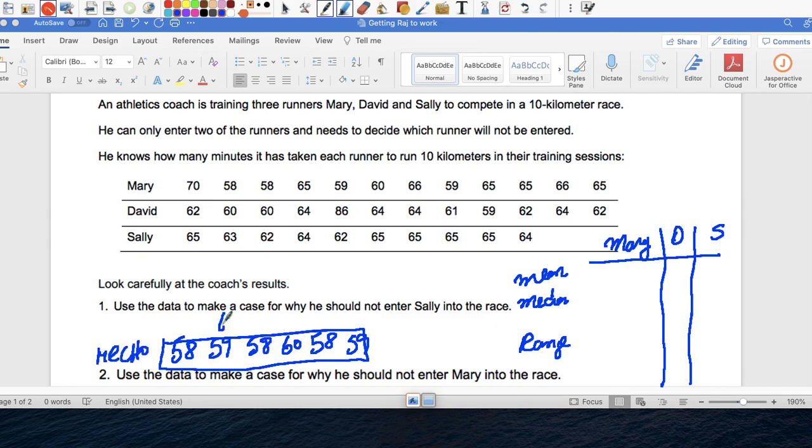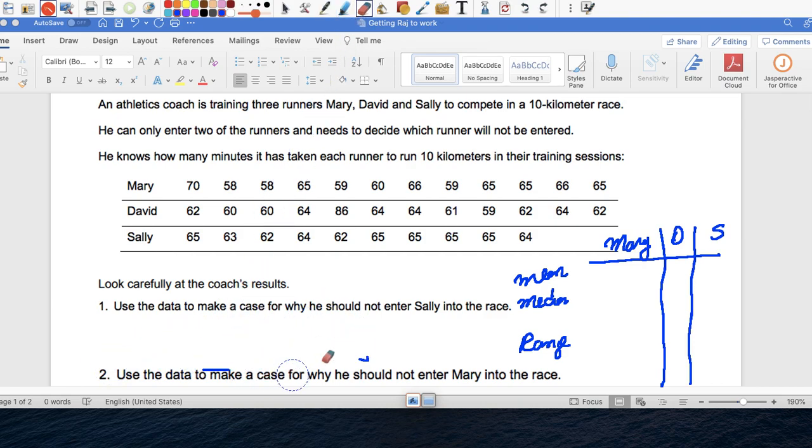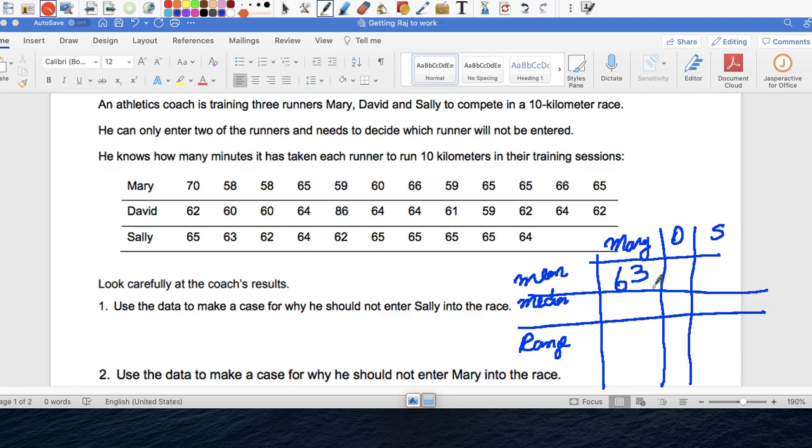what's my highest? 60. What's my lowest? 58. So look at my range. My range is 2. So my data is very close together, right? All the numbers are bunched up together. So I am more consistent. So the higher a range, the more inconsistent you are in the context of this particular setting. So if you add up Mary, her mean is 63, so her average is 63 minutes. David is 64, and Sally is 64.